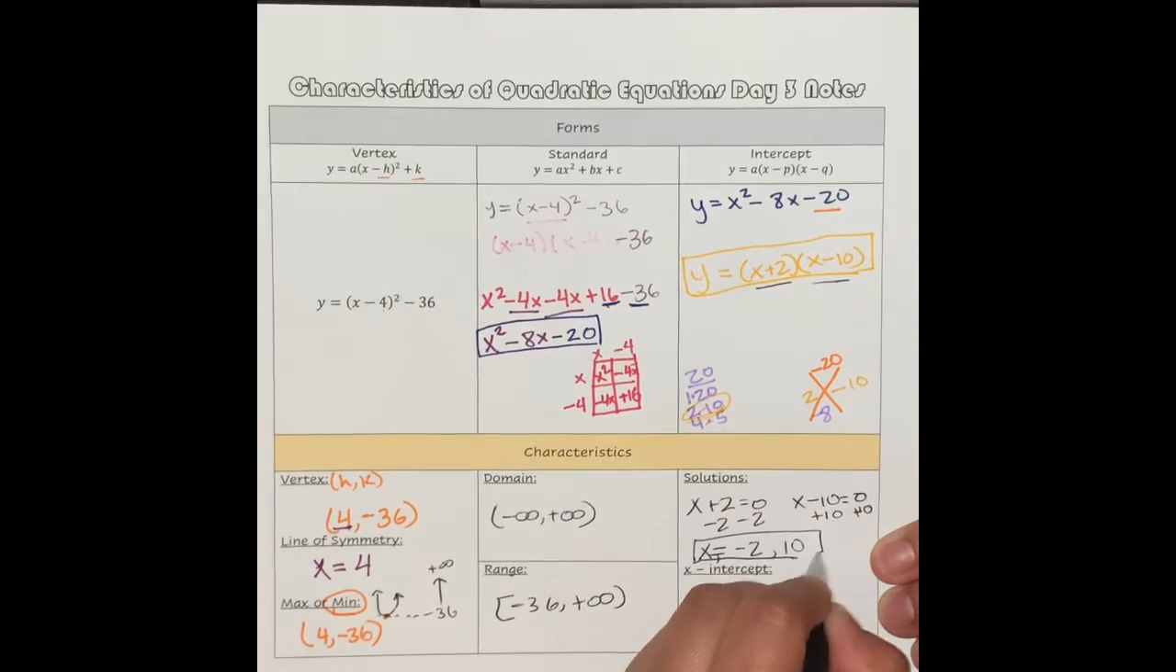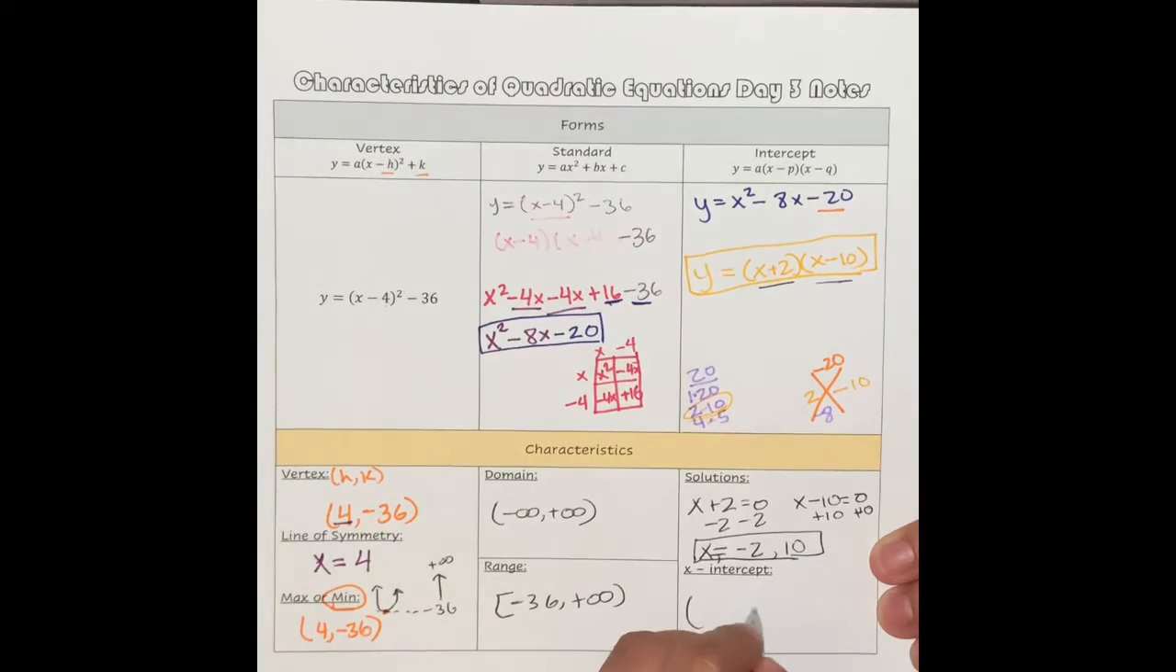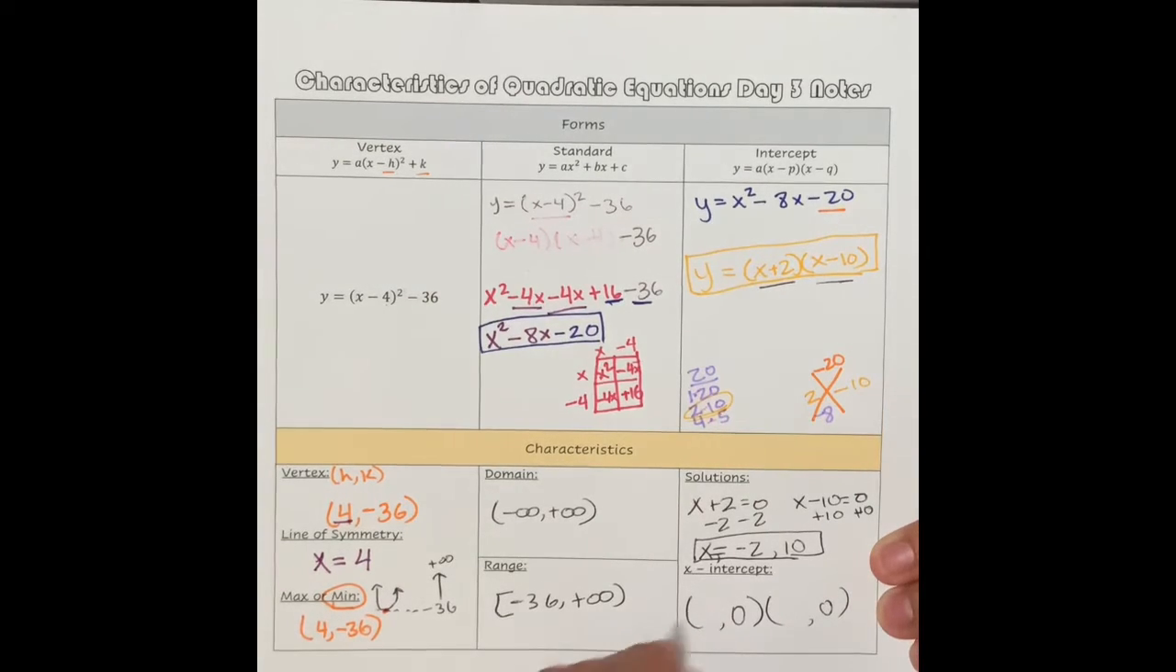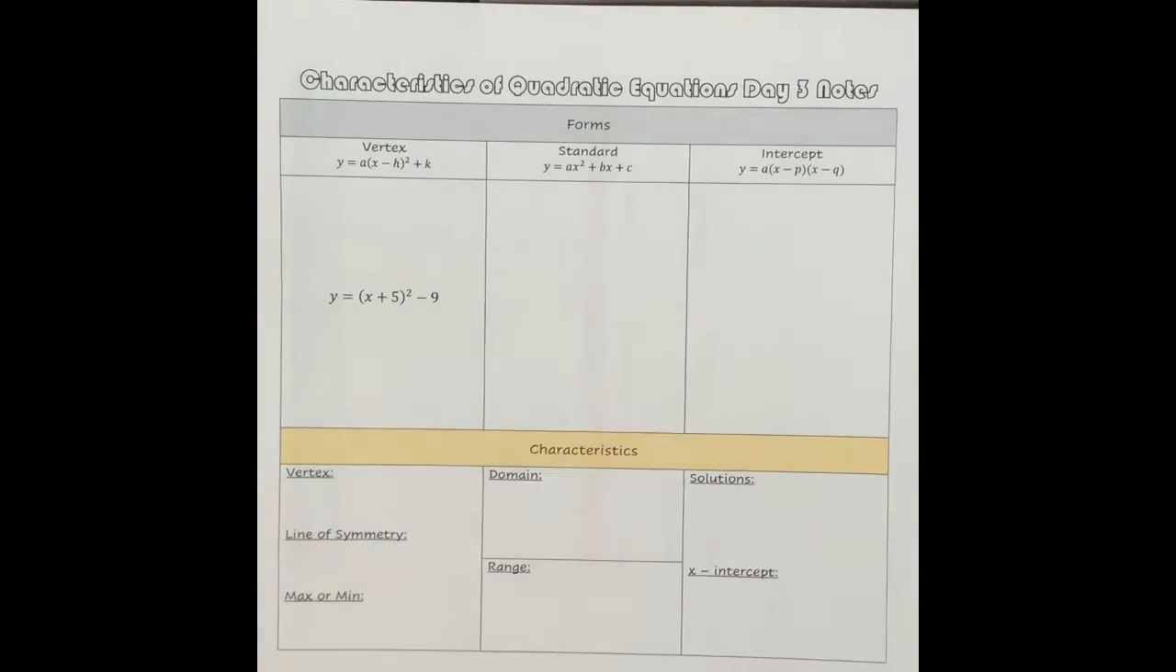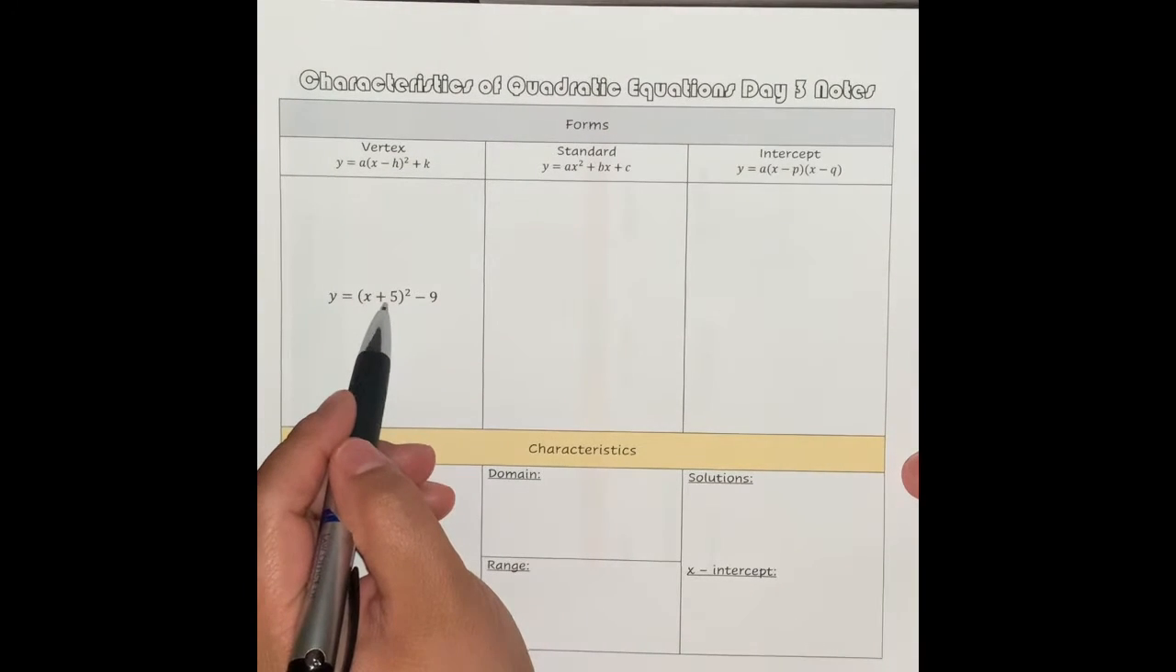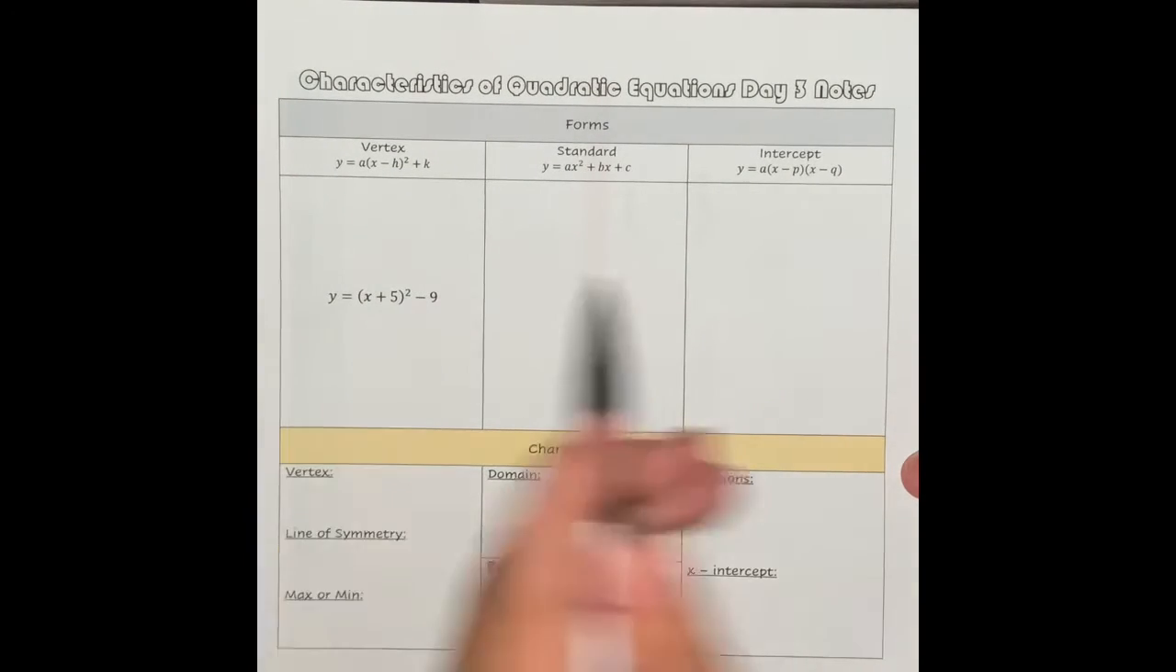So this is my solution. And for x-intercept, it's the same numbers. We just have to put the zeros for the y values. So it's negative 2, 10. Same thing, we start off with the vertex form. So we have the vertex form of y equals x plus 5 squared minus 9.